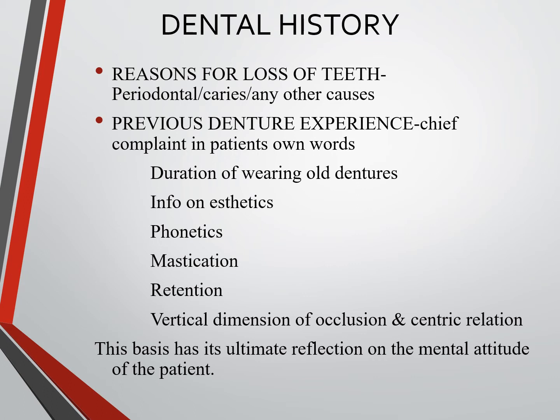So coming to dental history, the first thing that you would look at is why the patient has lost his or her teeth. If there are multiple missing teeth and only a few teeth remaining, we have to ask the patient what could be the reason. Is it because it was mobile, maybe a periodontal condition? Is it because the patient's teeth were quite decayed, suggestive of rampant caries? Or is it because of any other cause or any kind of trauma? Whatever it is, we need to find out the reason for the loss of teeth.